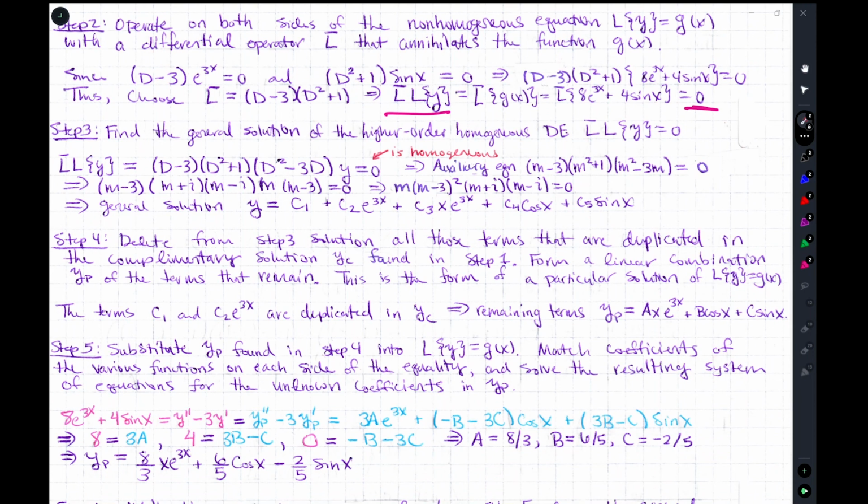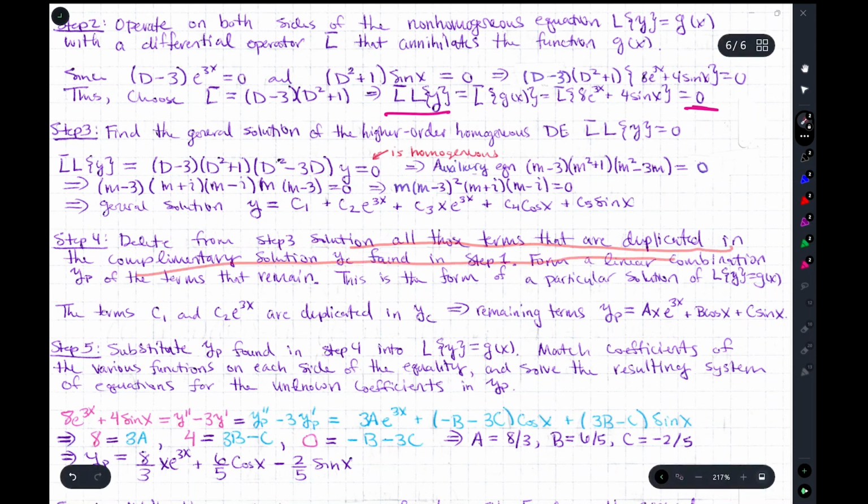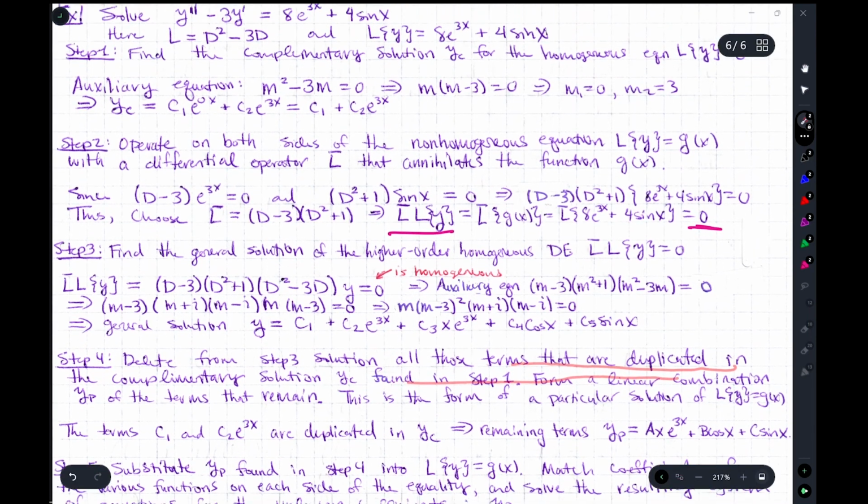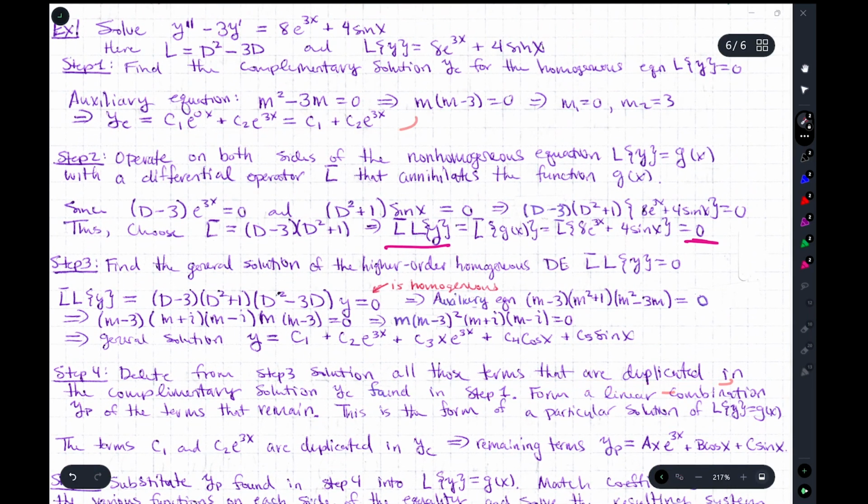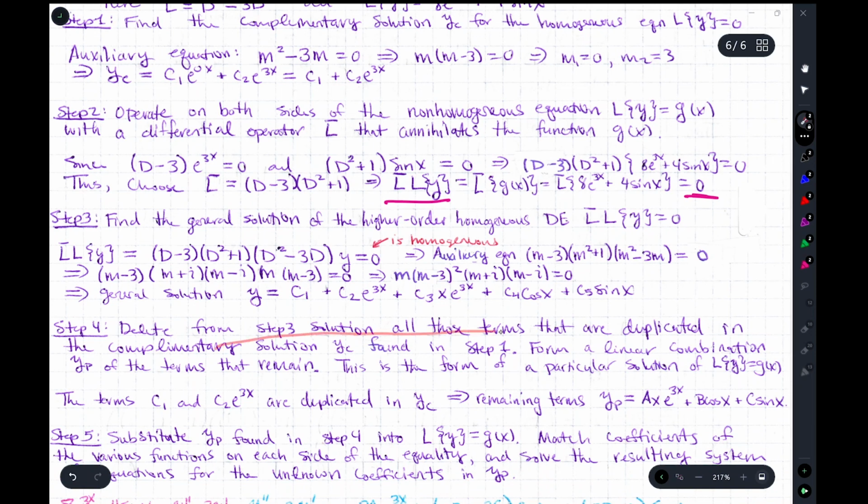Now this is where the particular solution comes in. Delete from step 3 solution all those terms that are duplicated in the complementary solution YC, okay? So we have our initial complementary function there, not the complementary function for this transformed differential equation, but the initial one. And so delete from step 3 the solution of all those terms that are duplicated in the complementary solution YC found in step 1. Form a linear combination YP of the terms that remain.